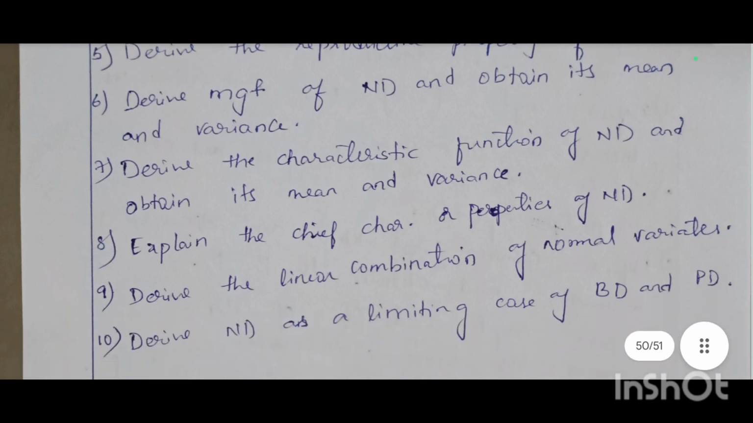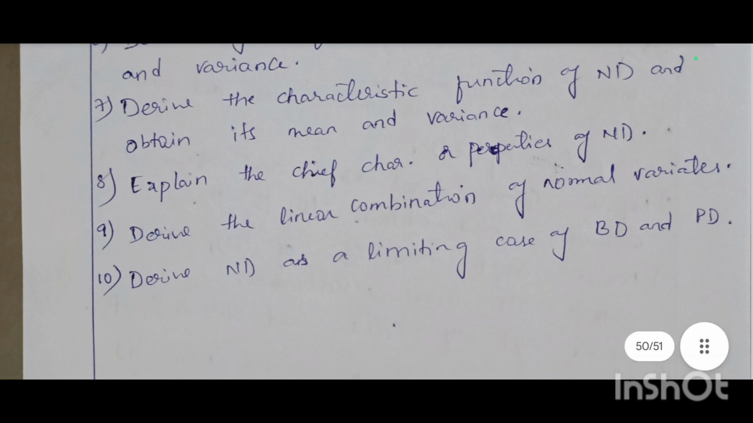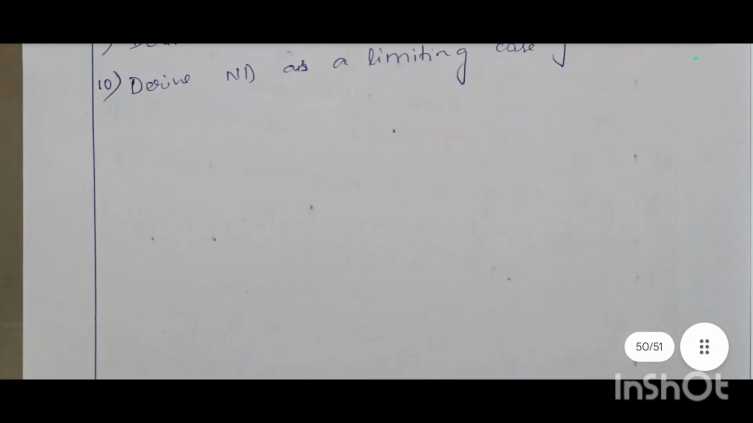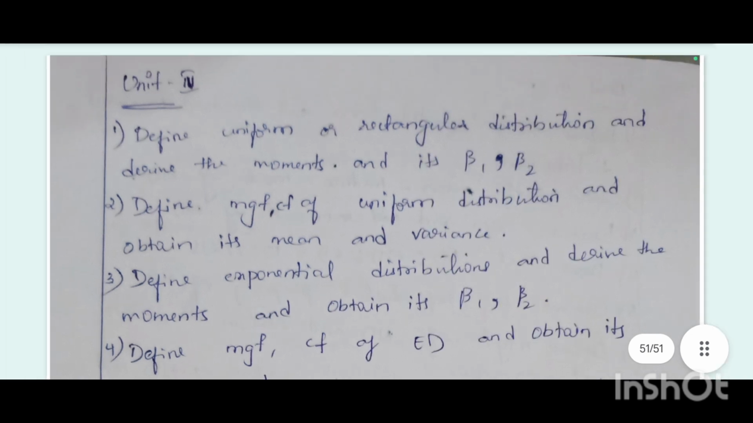Derive the linear combination of normal variates. Derive normal distribution as a limiting case of binomial distribution and the Poisson distribution. Let's see unit number 4, which is also very important for the examination. Define uniform distribution and derive the moments and its beta 1 and beta 2. Define MGF of uniform distribution and obtain its mean and variance.